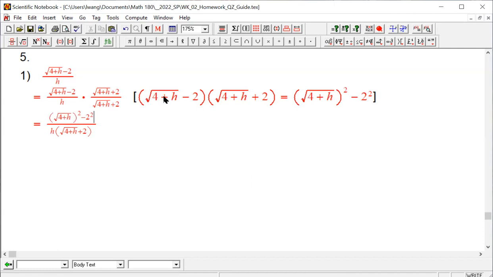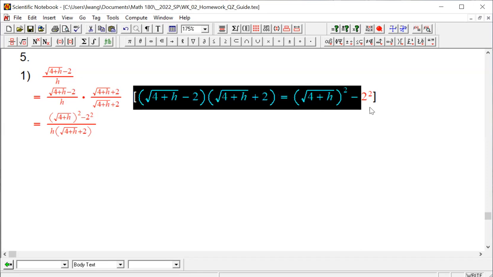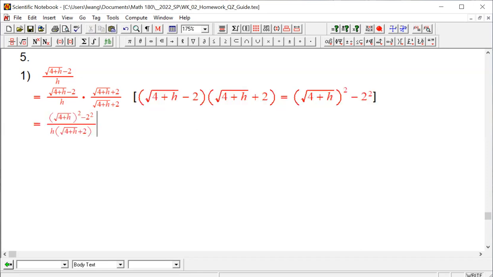Okay, a minus b times a plus b. That's how. Put this on scratch paper. You don't need to show me if I ever ask you to do it. Okay, so your work, just show this part.